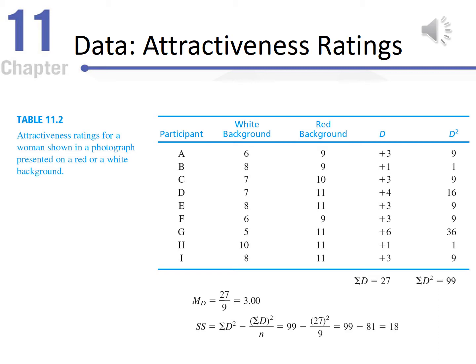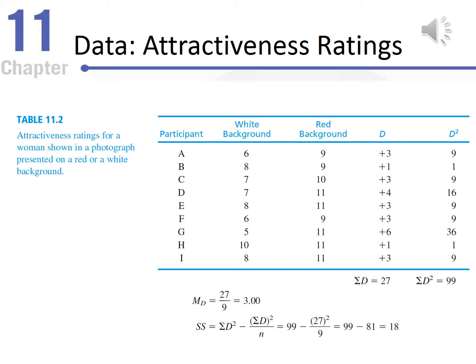On the bottom of the slide, we begin the calculations necessary for this hypothesis test. First, calculating the mean difference, which is the sum of D divided by the N. So in this case, we calculated the sum of D to be 27. The N is 9, or the number of participants, giving us a mean difference of 3. This number will, of course, be the representation of our data in the t statistic.